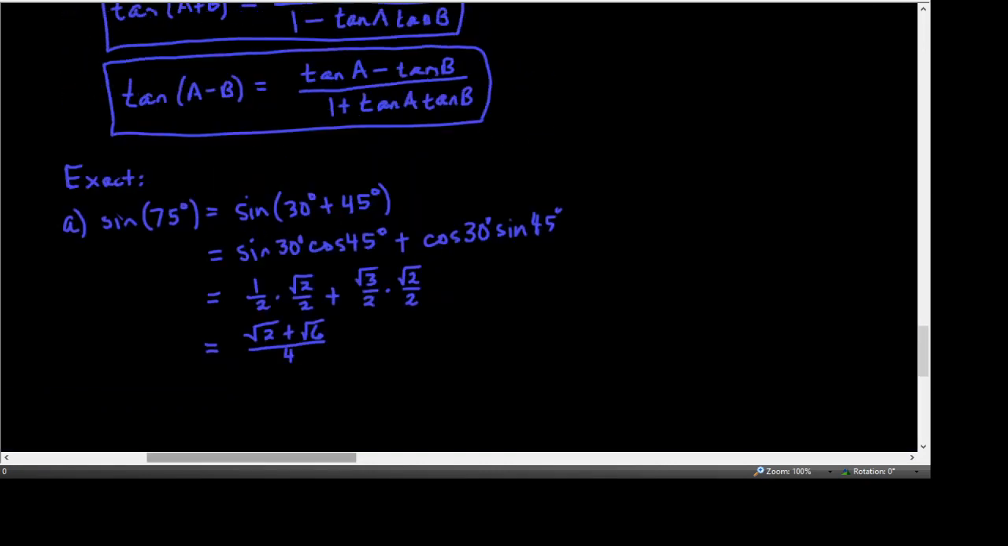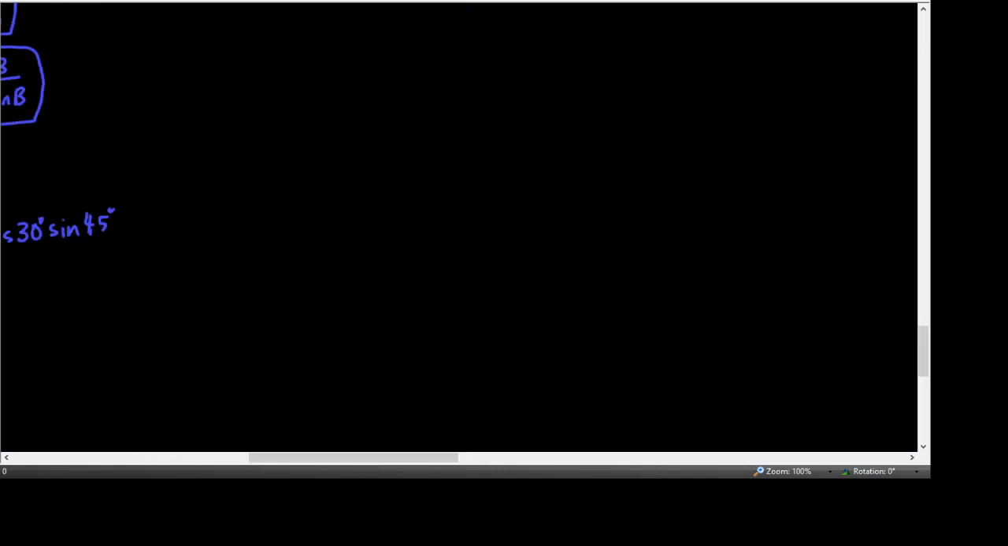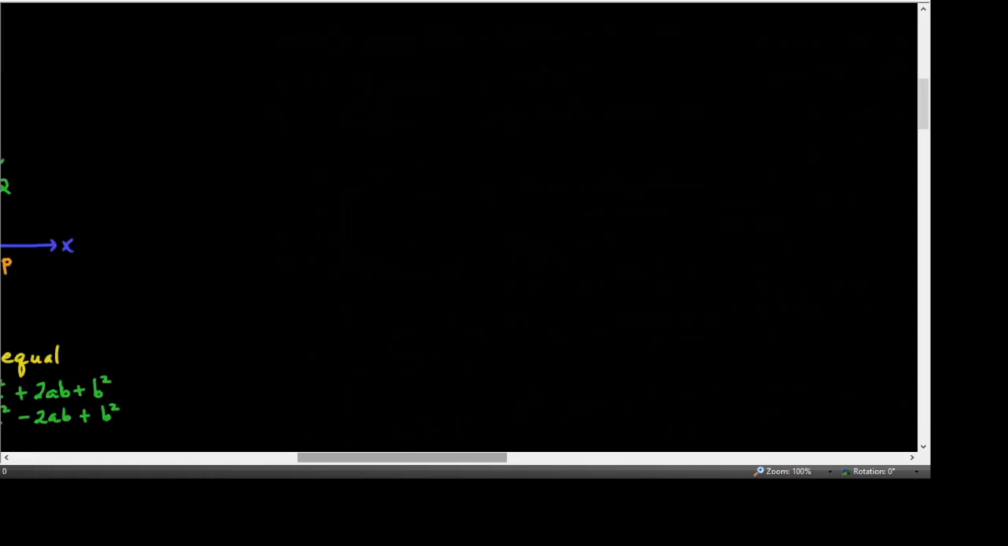Okay, let's do another one. Move this over a bit. Go up some, move it over a little bit more so we don't see all that stuff over there. Okay, next one, B. Remember, these are exact. We're supposed to now find the tangent of 7 pi over 12. So I'm trying to think of two angles that are nice angles that add together to be 7 pi over 12.